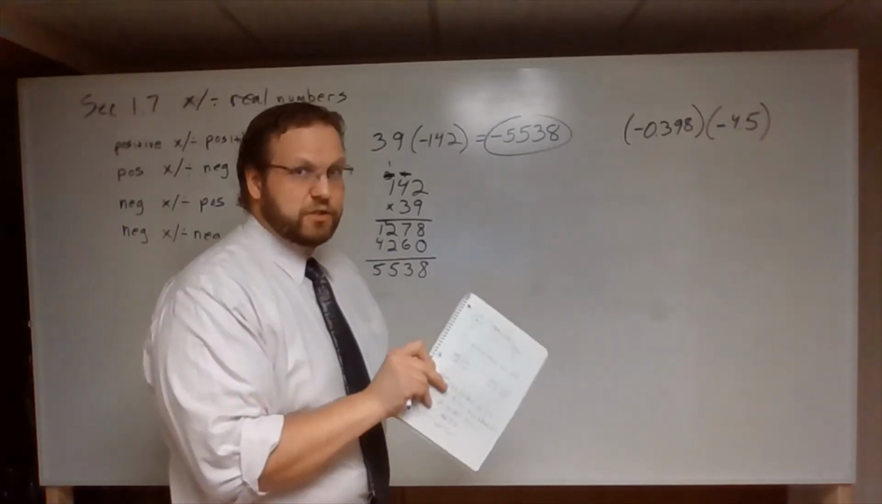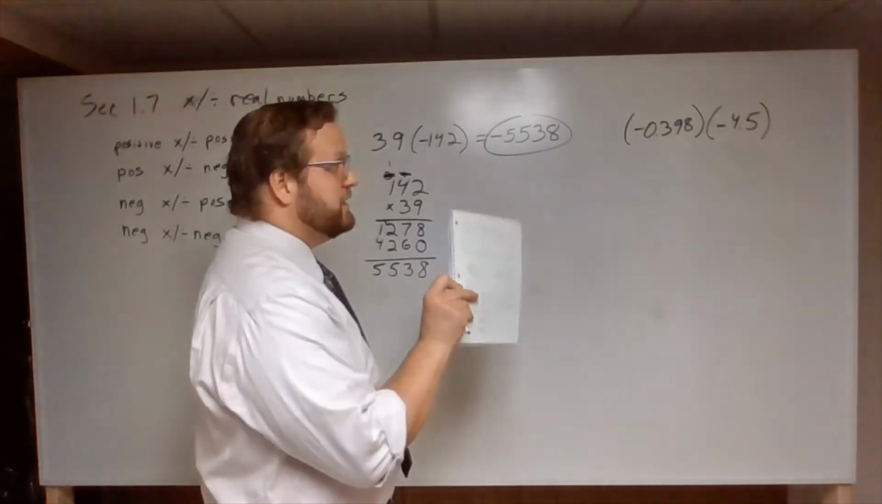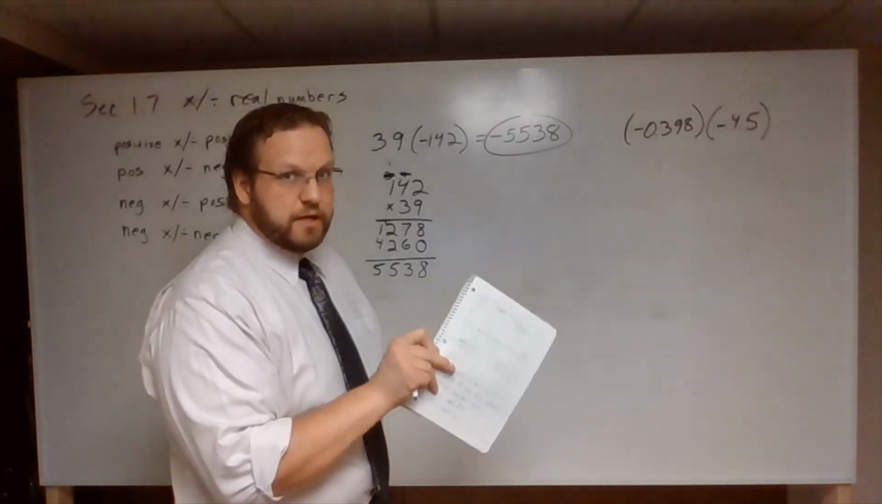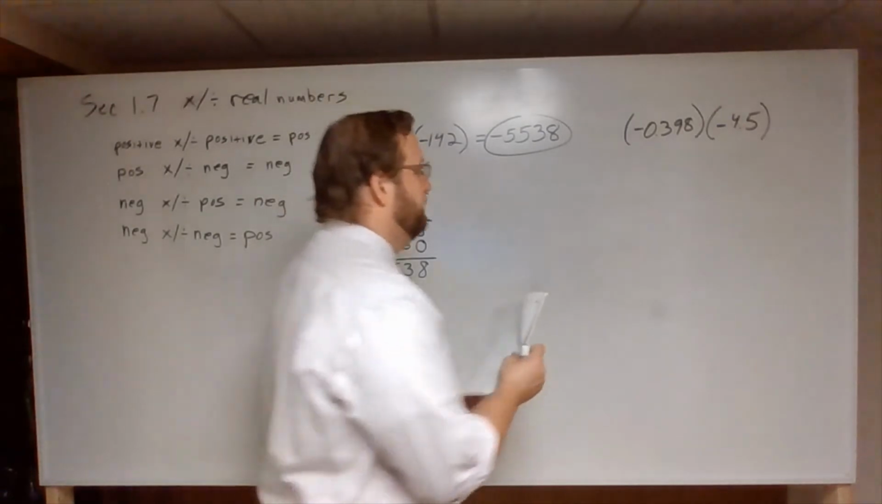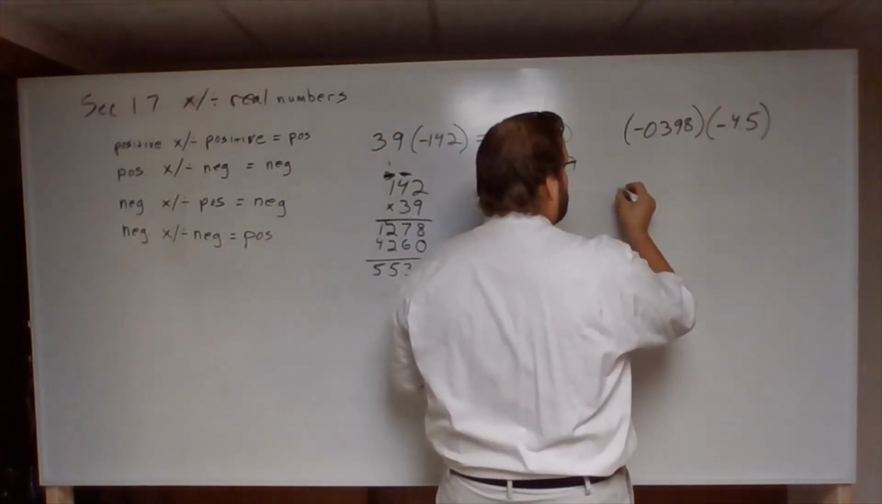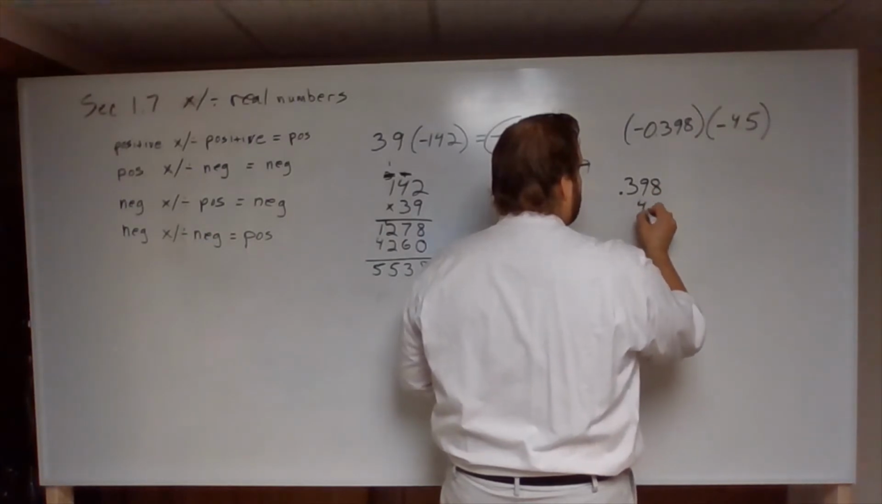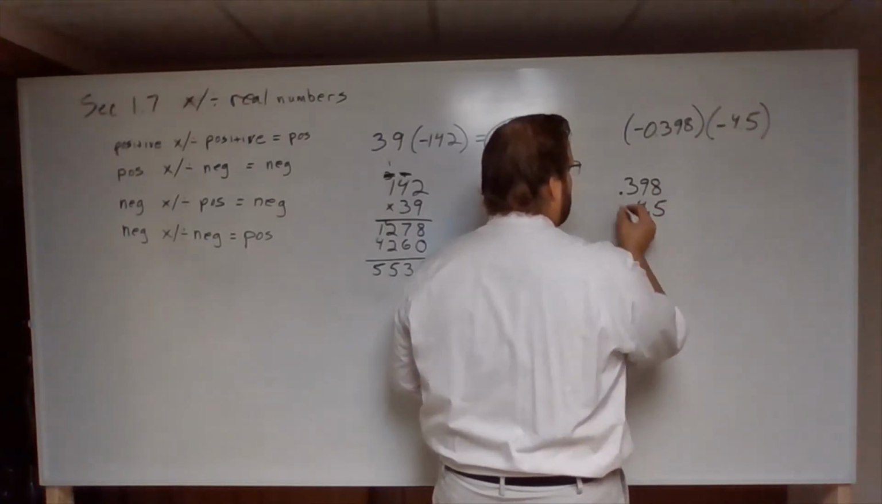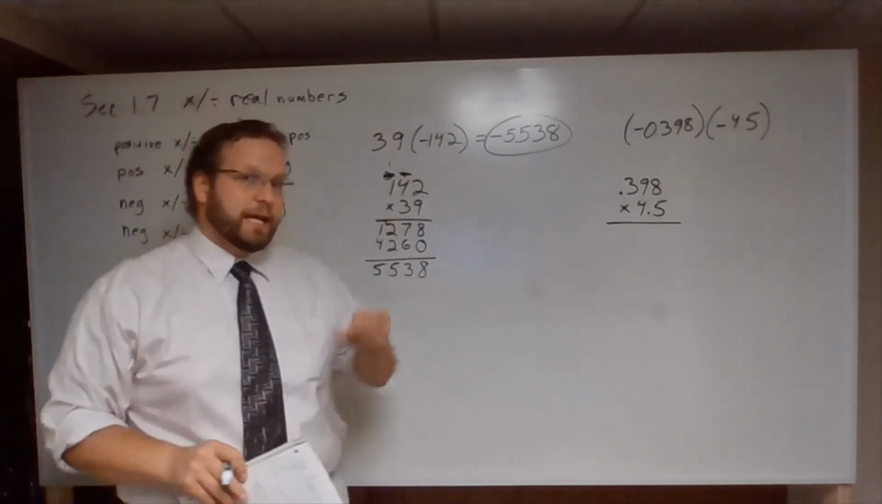I want to stack these so the longer number is on top, shorter number on the bottom. In this case, 4.5 is bigger than 0.398, but the 0.398 has more digits. So I'm going to put that on top. So I have 0.398 and a 4.5. When we added decimals, what we did was line up the decimals.